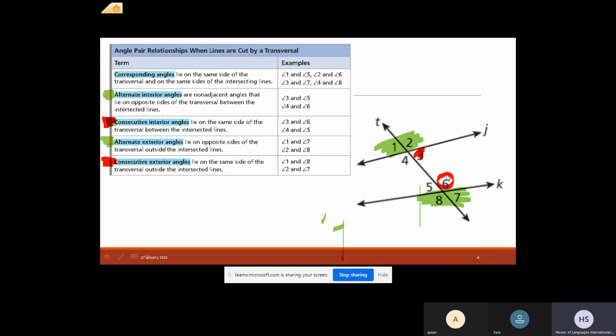The last one, consecutive exterior. I'm going to look at the outside angles that are on the same side. Bravo, 1 and 8, and 2 and 7. Do you have any questions? Now the last one, which is the corresponding angle.